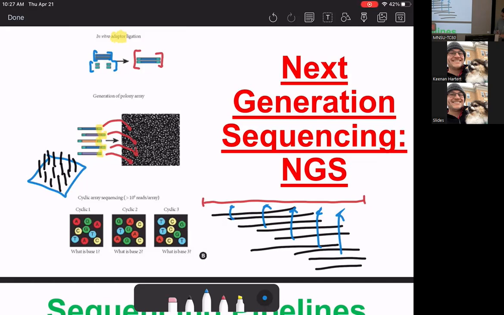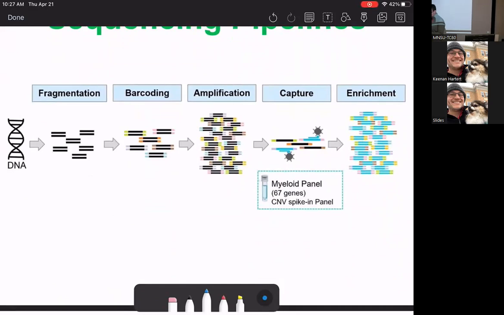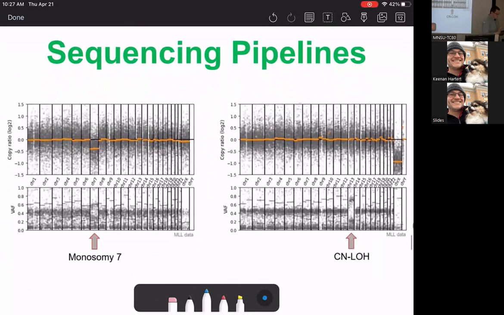Luckily, this is all green text coming up here. How do we stitch these all together? I'll just scroll through these. You've got to amplify them, capture, and enrich, and say, here are the genes that are all overlapping each other. Pipelines, hooray. This is all green text, but if you're in bioinformatics, get ready to suffer.